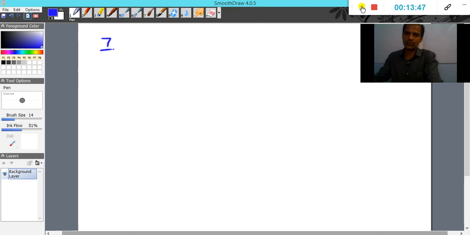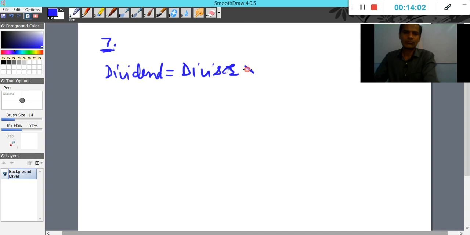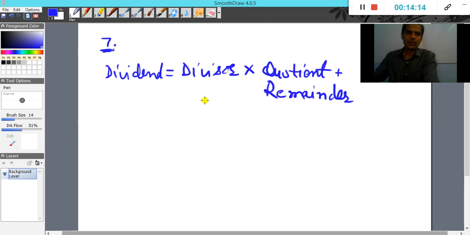Okay, division, you can say division algorithm. So firstly write the division algorithm. It is dividend equals divisor into quotient plus remainder. Okay, so we have to put the values of these given in the question. So question is find the number which when divided by 57. It means you have to find a particular number. Now put all the values.